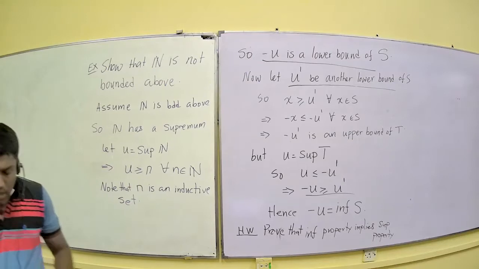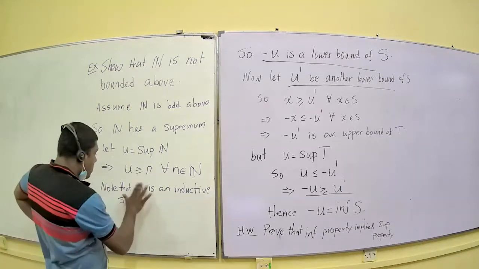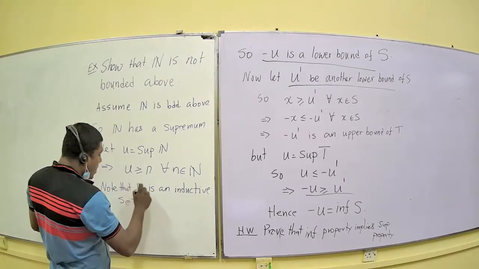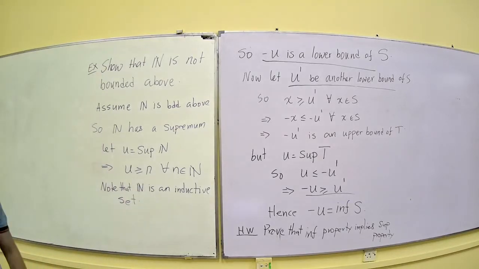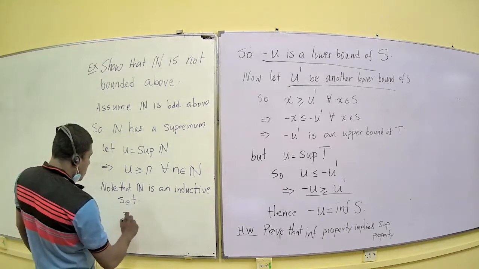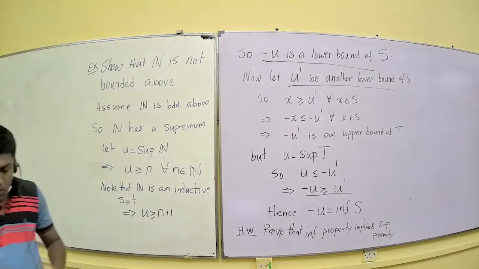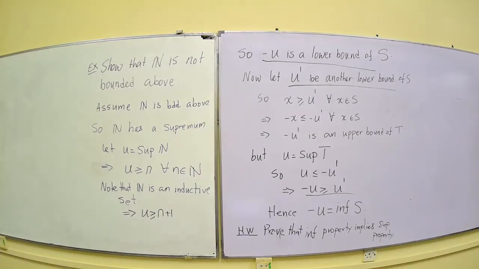When we start talking about natural numbers, we define something called an inductive set, right? So we say that this N is an inductive set, right? So if u is greater or equal to n, then you know that it is true for n plus 1 as well, right? Because if it is true for n and if it is an inductive set, you know it is true for n plus 1 as well. So that implies u is greater than or equal to n plus 1, right? So u is greater or equal to n plus 1.